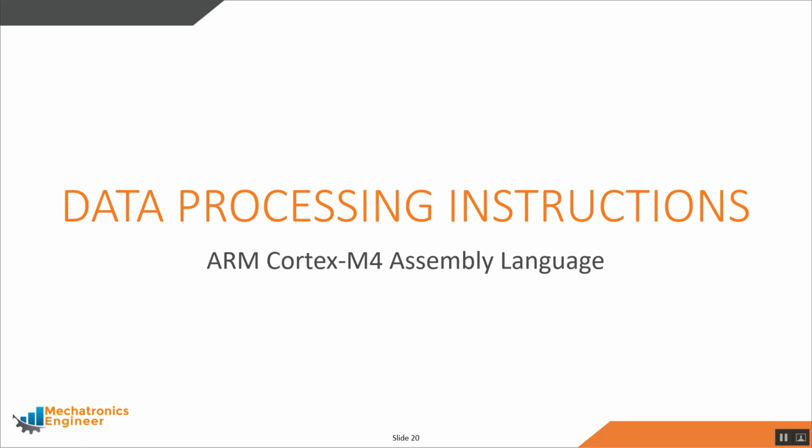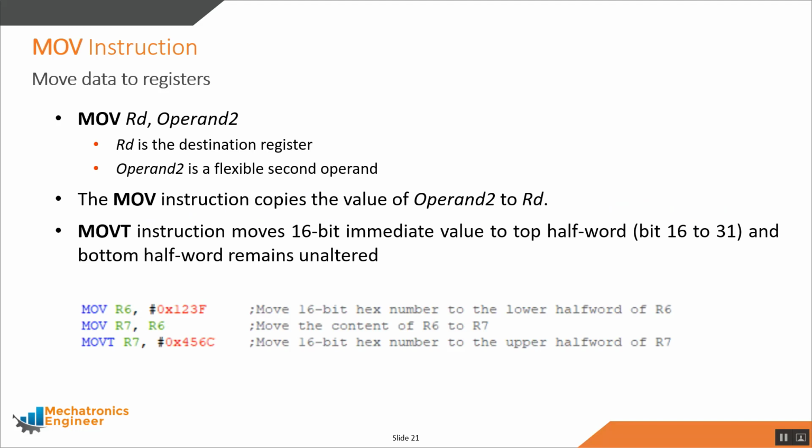Let's discuss data processing instructions of ARM Cortex-M4. These instructions are used to manipulate the data within the CPU registers. The first data processing instruction is the move instruction. This instruction is used to move the data to the CPU registers.